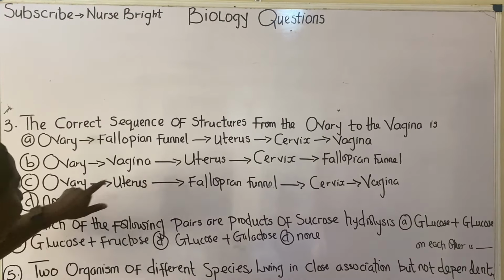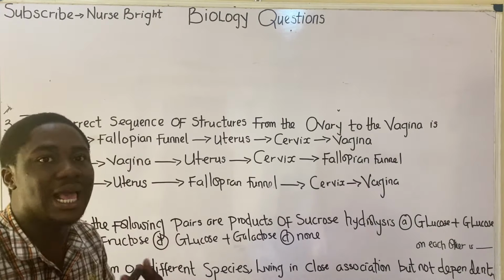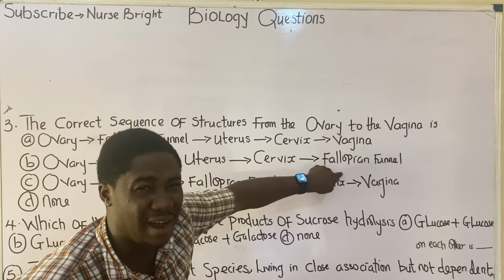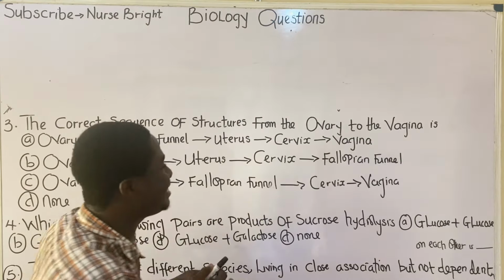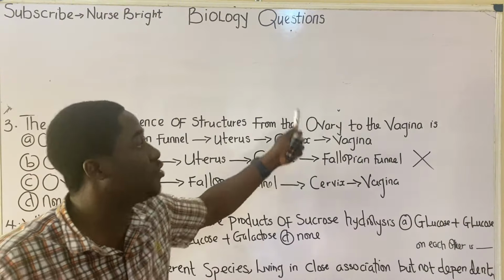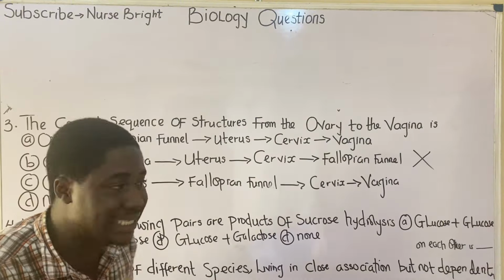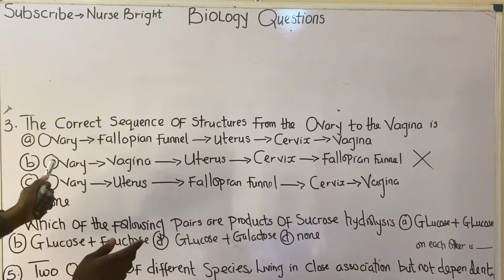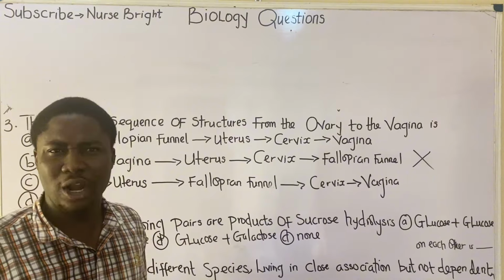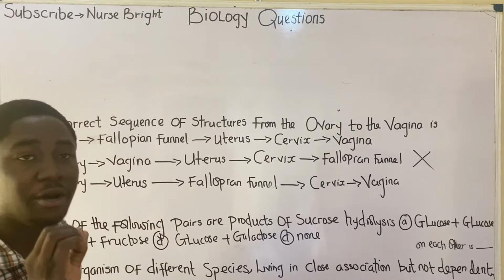Option C, from the ovaries to the vagina, is likely to be the answer. Option B goes from the ovaries to the fallopian funnel or the fallopian tube. Can this be the answer? This is already out because it is not following the initial sequence, which is ovary to vagina. It's going from ovaries to the fallopian tube. Are you following my point? This is very important to note.